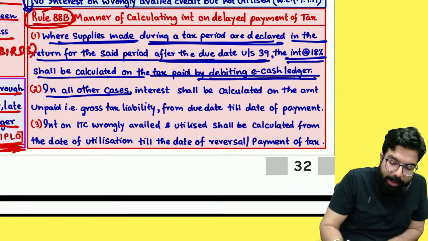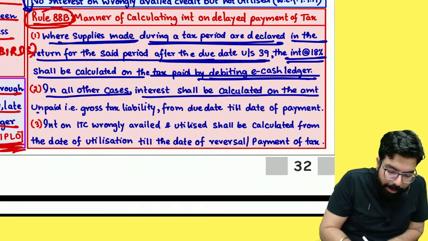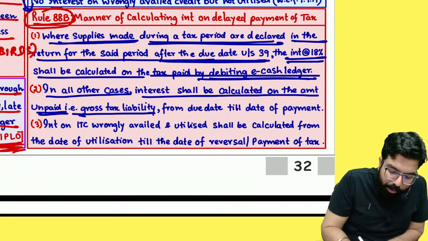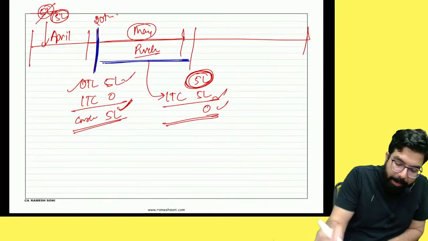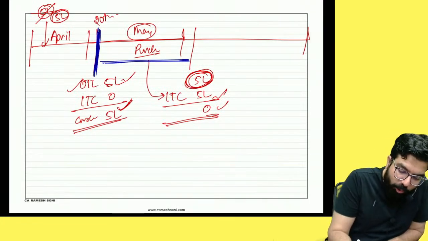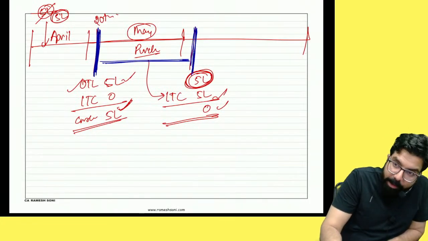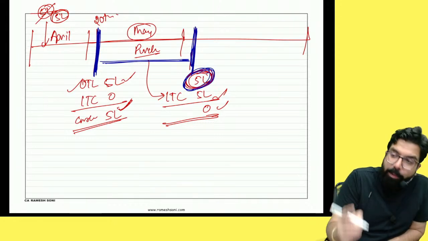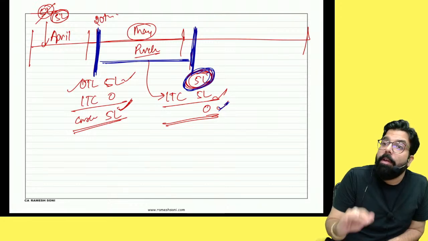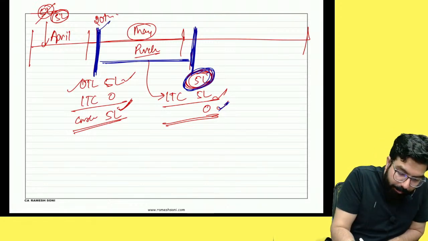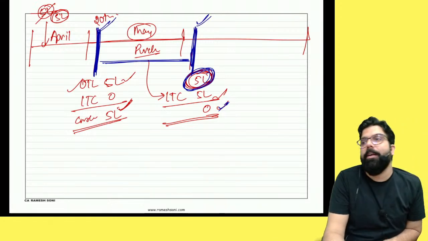In all other cases, interest shall be calculated on the amount unpaid, that is, the gross tax liability. From which date? From the due date till the date of payment. Can you tell me what the due date was? This one. I made the payment over here. So on this 5 lakh rupees, will I have to pay interest, or on 0? On 5 lakh, from which date? From this 20th till the next month's 20th.